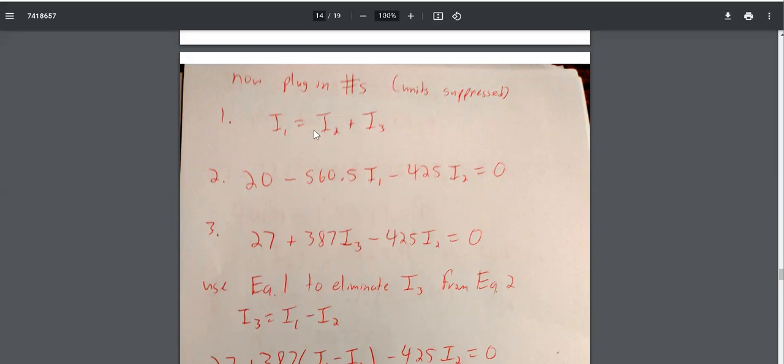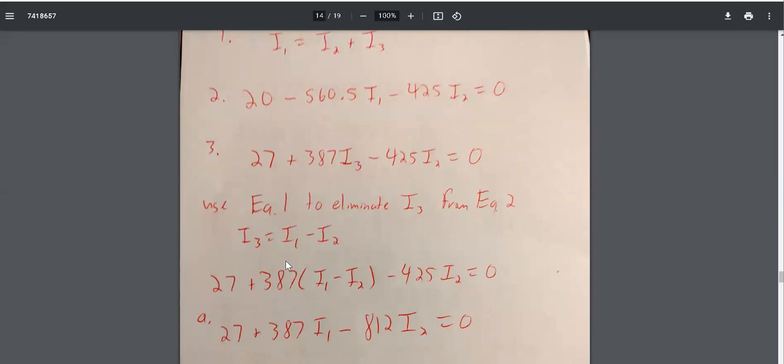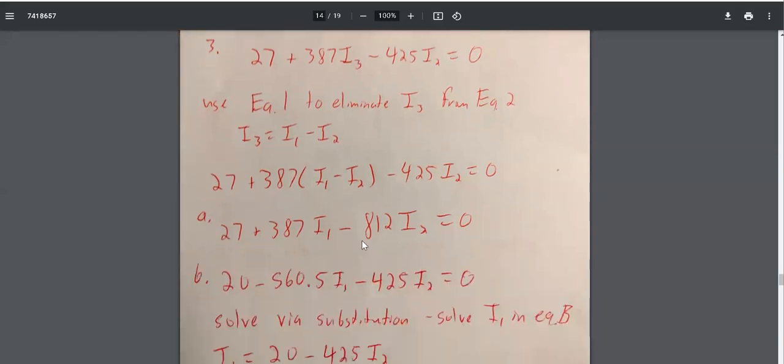If we rearrange this first equation, I3 is I1 minus I2, we can replace I3 here in equation 3 with I1 minus I2. And so that leaves us with these 2 equations. One of them is just equation 2 written again, and the other one is this equation with I3 replaced by this. So now we have 2 equations and 2 unknowns. We could solve either via substitution or elimination. In this case, substitution is slightly easier.